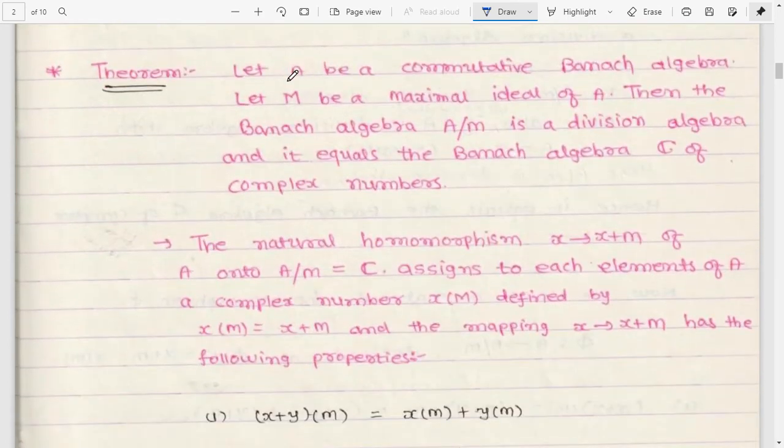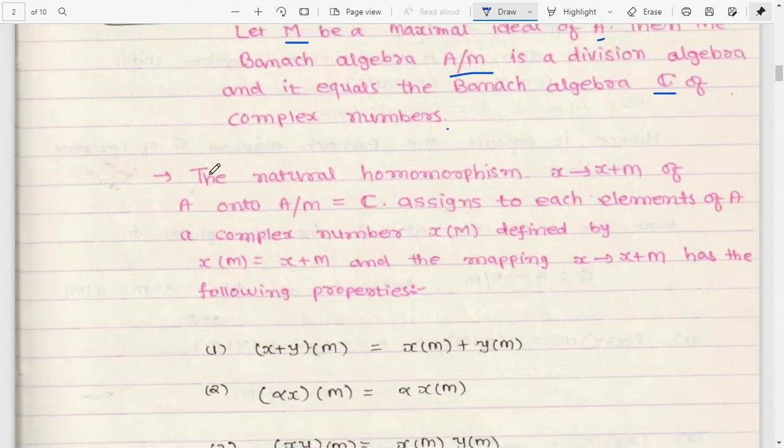Theorem: Let A be a commutative Banach algebra and let M be a maximal ideal of A. Then the Banach algebra A quotient M is a division algebra and it equals the Banach algebra C of complex numbers, and the natural homomorphism x goes to x plus m of A onto A quotient M is equal to C.